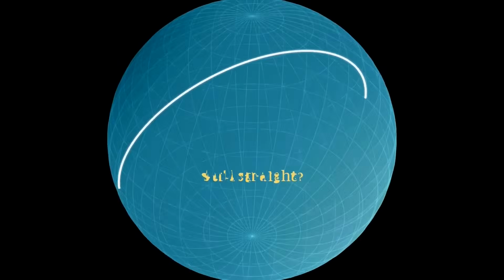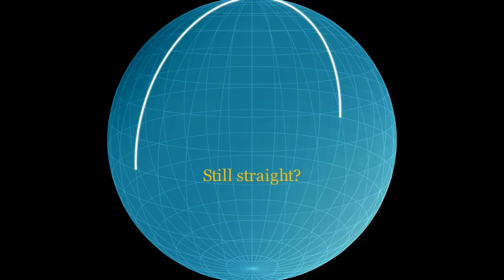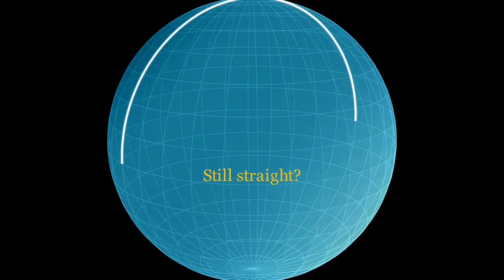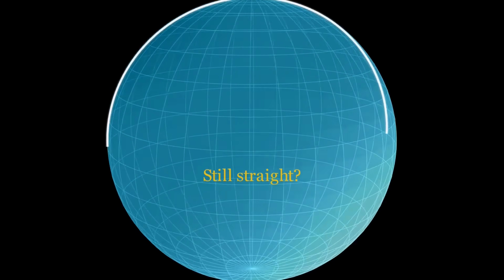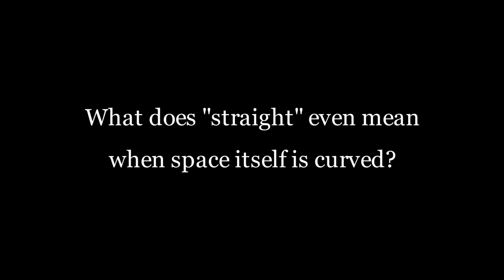Here is a straight line. Now watch what happens when I show you where it actually lives. That line we just called straight is curving around an entire sphere. So, this is the real question for the whole video. What does straight even mean when the space itself is curved?